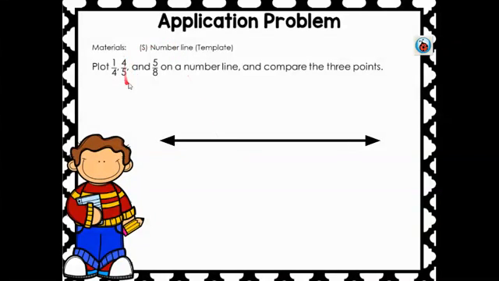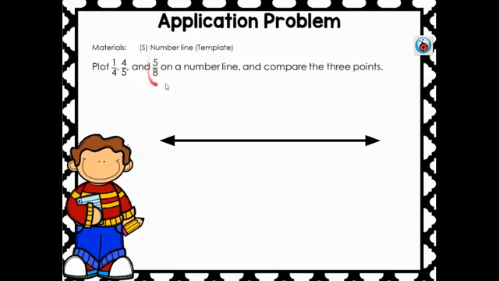Now, 4/5, if I think about one whole being down here on the number line, right? And 5/5 would be one whole, right? So 4/5 is only one less, so it would be just right around here on the number line.